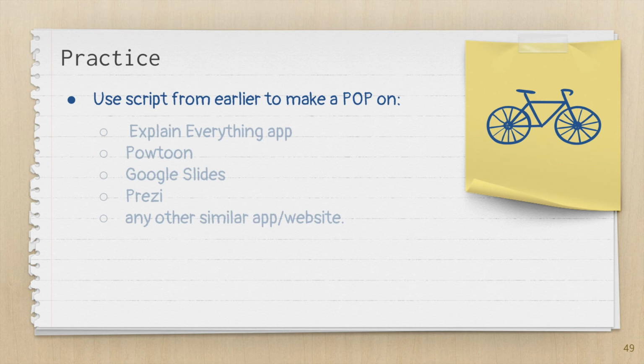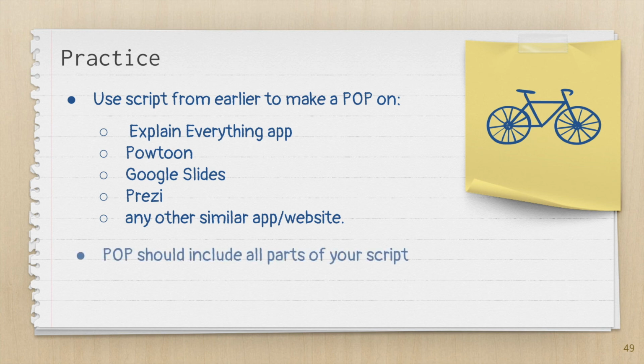Now it's time to practice. You will use your script from earlier to make a POP on the Explain Everything app, Powtoon website, Google Slides, Prezi, or any other similar app or website you choose. If you are unsure of how to use these programs, please refer to the resources at the end of this PD for how-to videos. Make sure your POP includes all parts of your script and your POP is around 5 minutes long or less. Pause this video so you can create your POP.